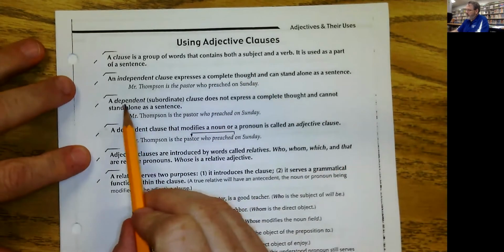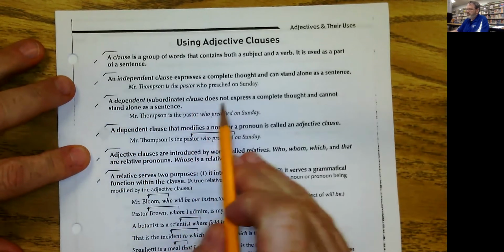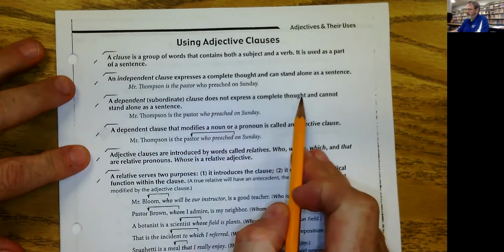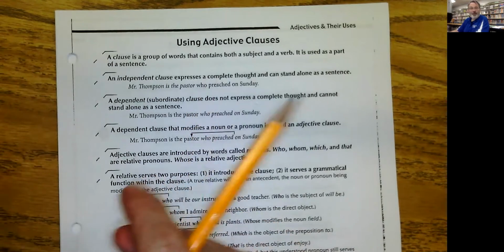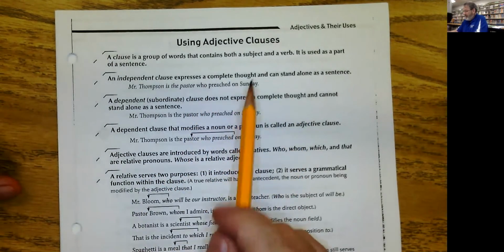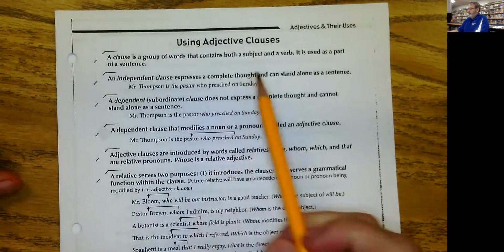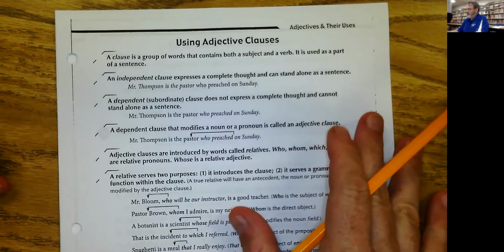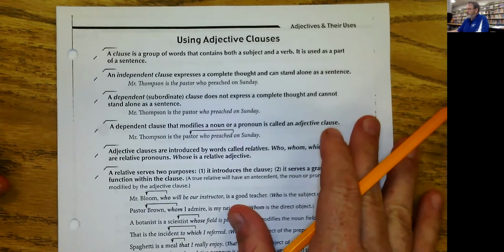Now, the next one, a dependent or subordinate clause does not express a complete thought and cannot stand alone. For example, if I walked to the front of the room and cleared my throat and I said, Mr. Thompson is the pastor who preached on Sunday.